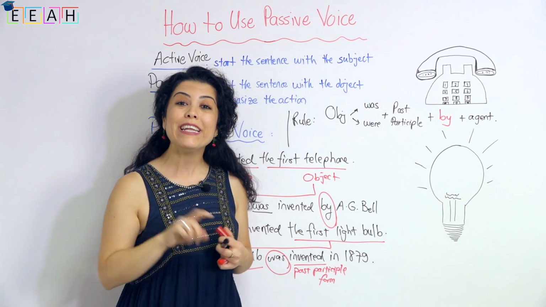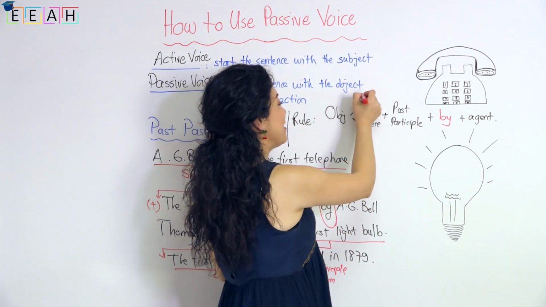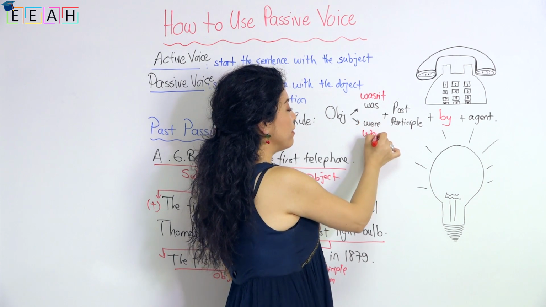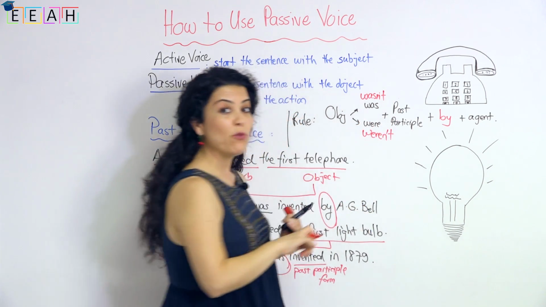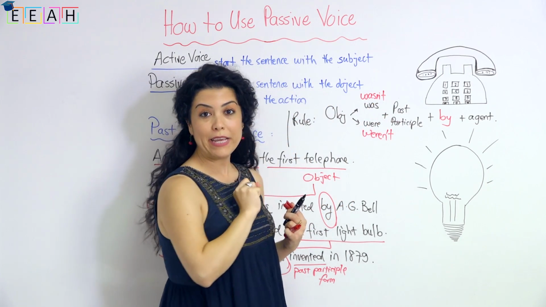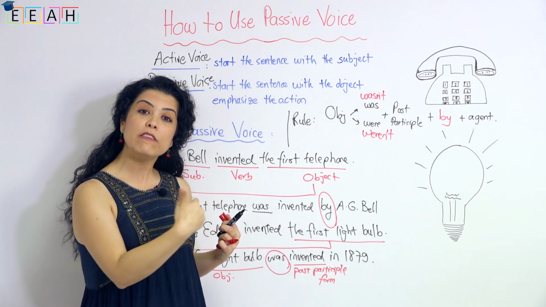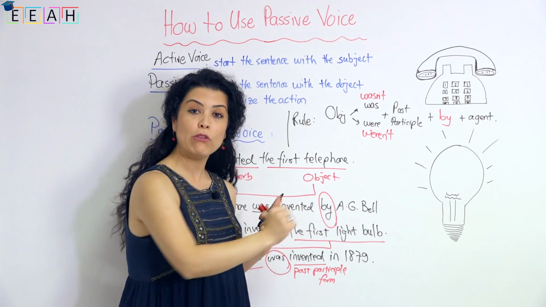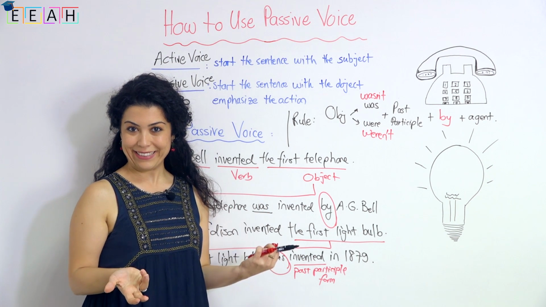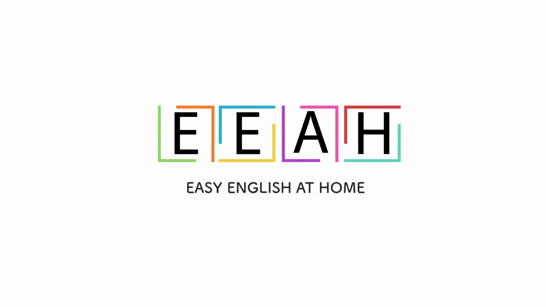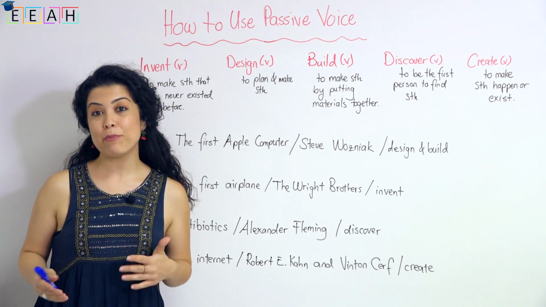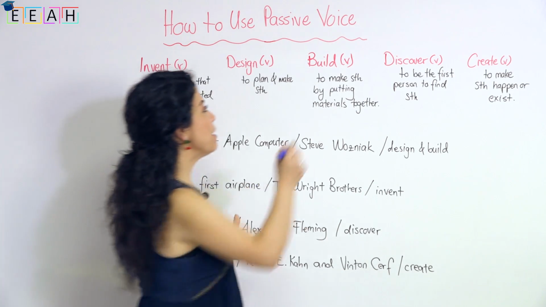Cool. If I want to negate the sentence, I can simply say wasn't or weren't. If I want to ask a question, I move the auxiliary right to the beginning. I say, was the telephone invented by Alexander Bell? Yes, it was. When was it invented? Okay? Let's practice with past passive form further, okay? Past passive form.